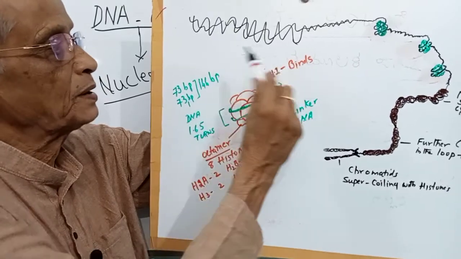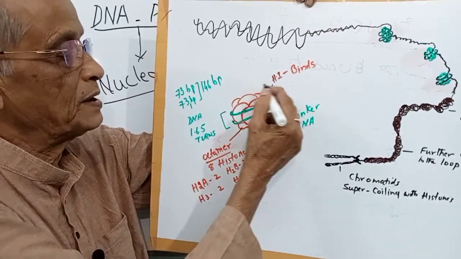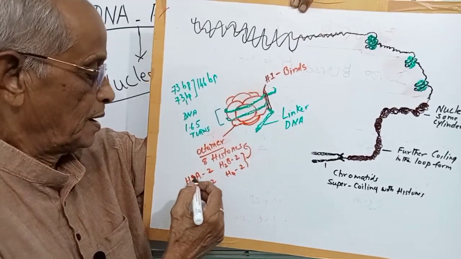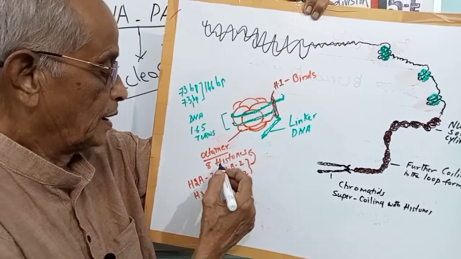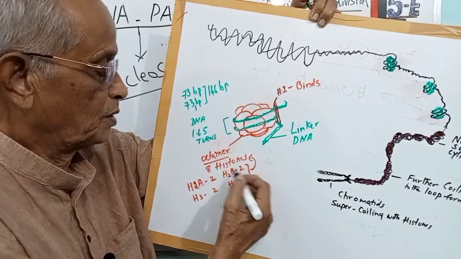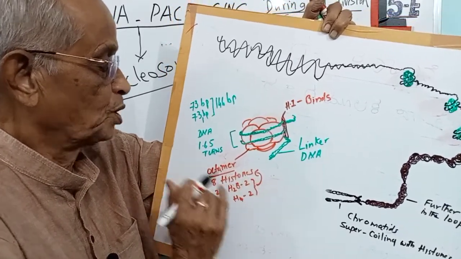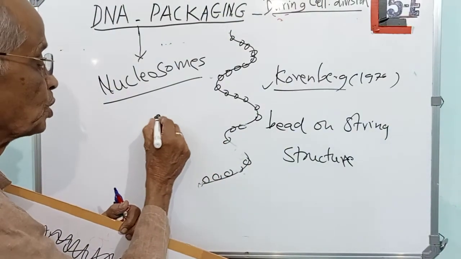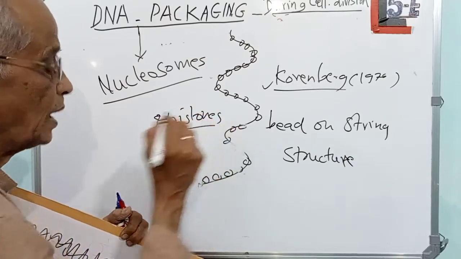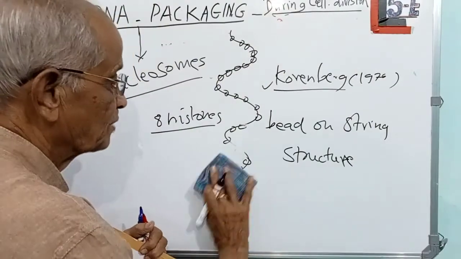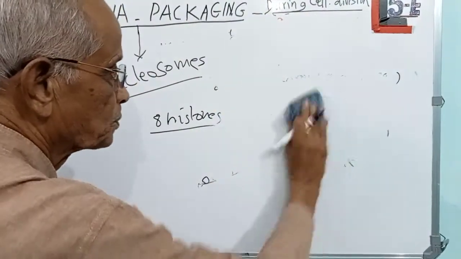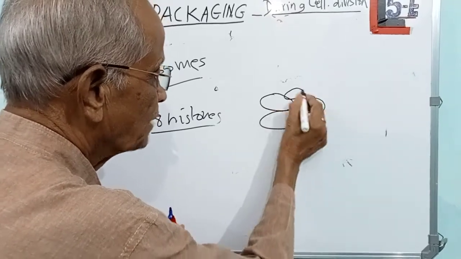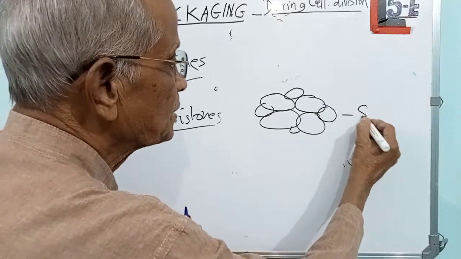This is the DNA structure. The DNA becomes a nucleosome that will contain 8 histones. These histones are called H2A, H2B, H3, H4. That is, 4 of them will form 8 histones, and they will become the octamer. I will rub this off now so that we can see the structure properly. So there will be, for example, 1, 2, 3, 4, 5, 6, 7, 8. So there will be 8 histones.